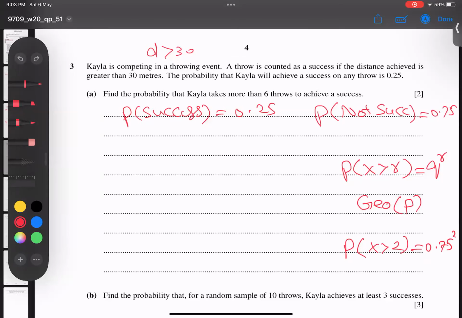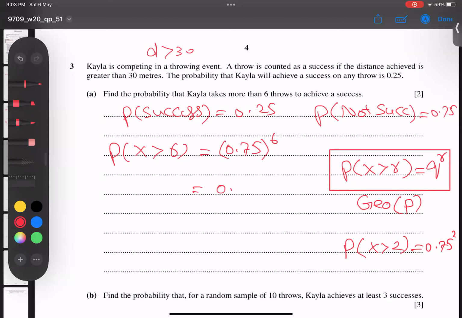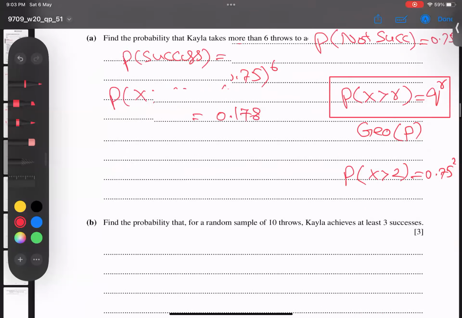But in this particular situation, he said more than 6 throws. So with a simple technique, because he said x is bigger than 6, we have to find bigger than 6. Okay, students, so simple and clear. q to the power 6, according to this formula of geometrical probability. And if we type it in the calculator, the answer is coming 0.178. So I hope this concept is very, very clear.